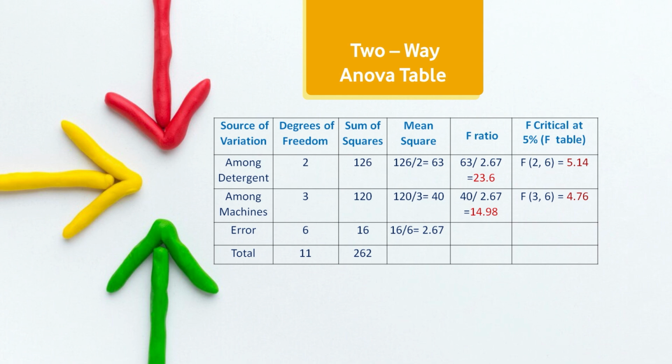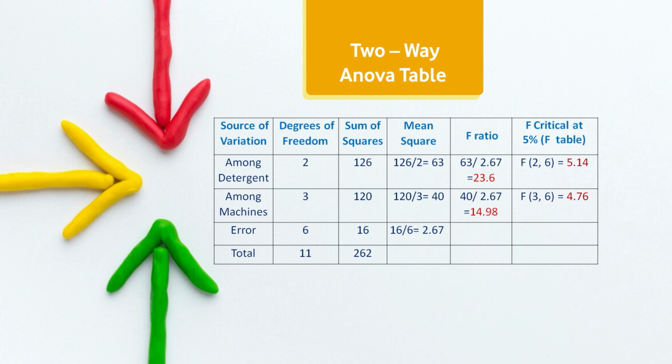In the second case, that is among the machines, the sum of squares is 120 divided by 3. So the mean square value corresponding to among machines is 40. And for the error component, it will be 16 divided by 6, that is 2.67. So we have got now the machine components.